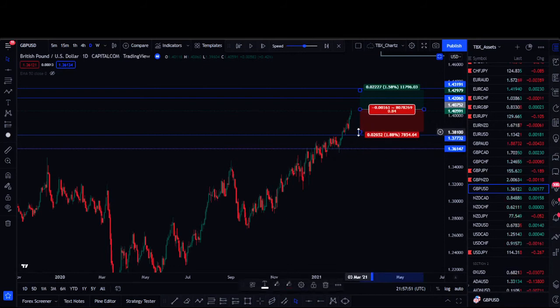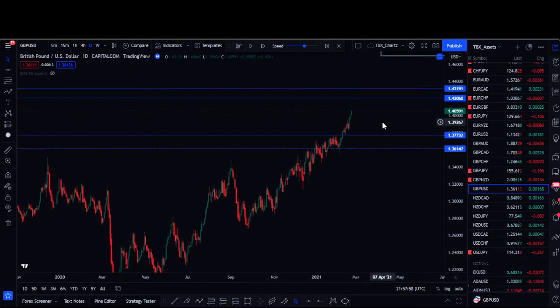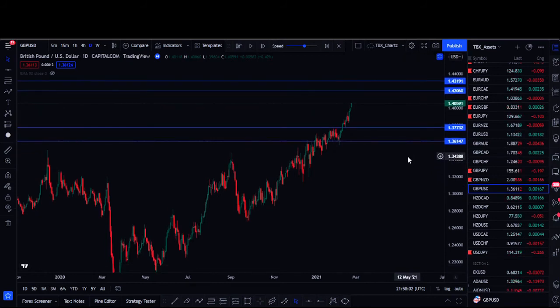This is very, very wrong. You don't pursue the market, or you don't pursue price. You have to wait for price to get to your zones before you take your trades.